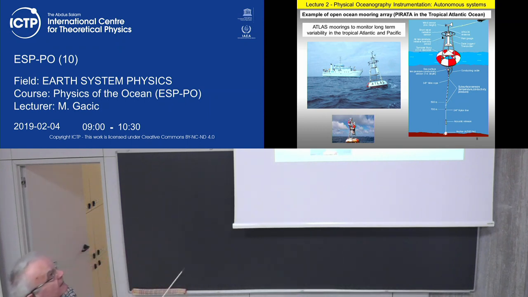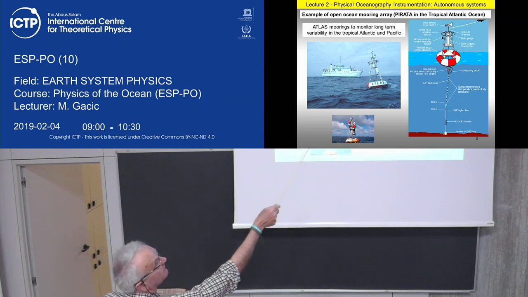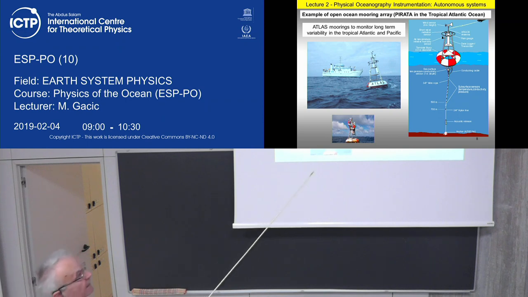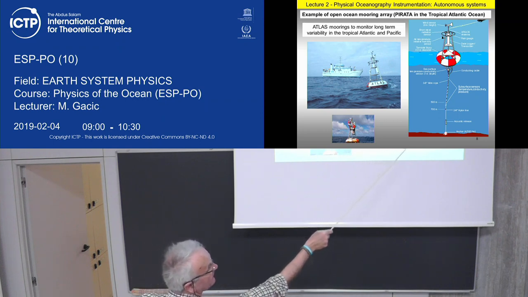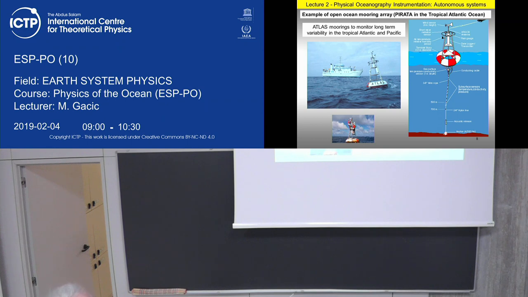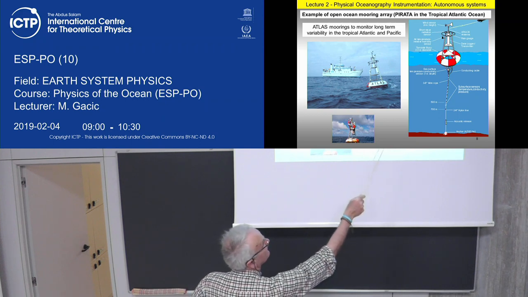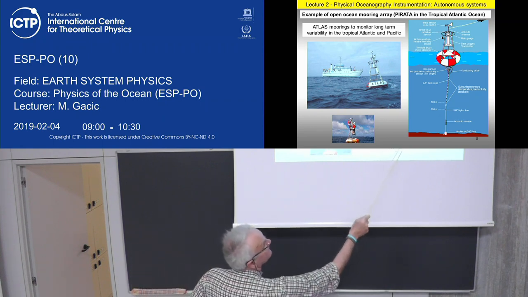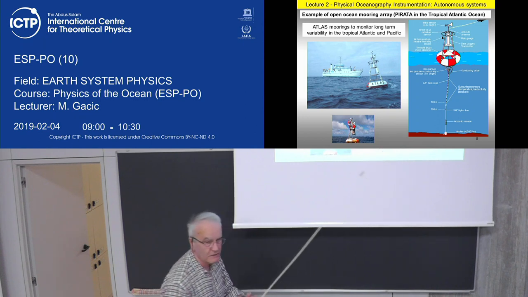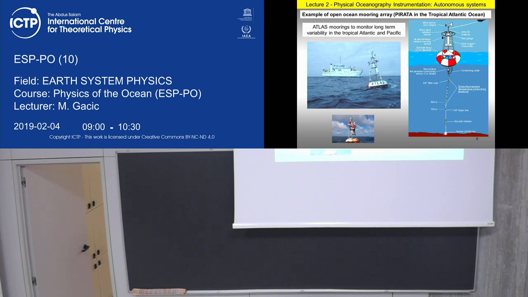This is what I was telling you. This is the open ocean mooring array PIRATA in the tropical Atlantic Ocean. This is called the ATLAS buoy, and you can see what it has. It has a subsurface sensor, again temperature, salinity, and pressure. There is a sea surface temperature conductivity sensor at 1 meter depth. Then there is a conducting cable which brings the data to the surface, and then the data are transmitted in real time. And here is the transmitter of data. There is a satellite antenna, which sends the data to the satellite, and then from the satellite the data enter into the computing center.